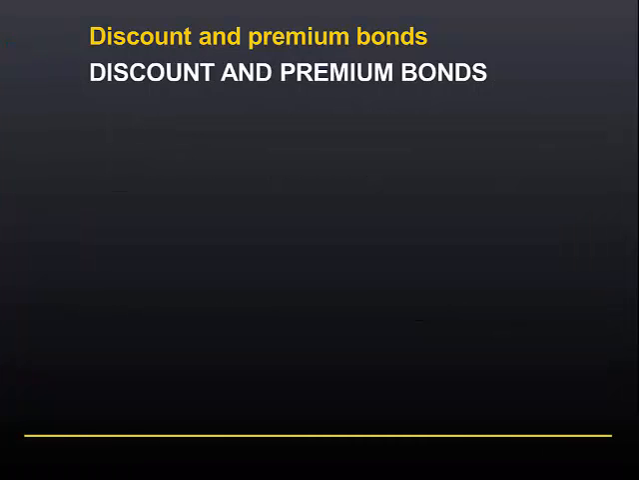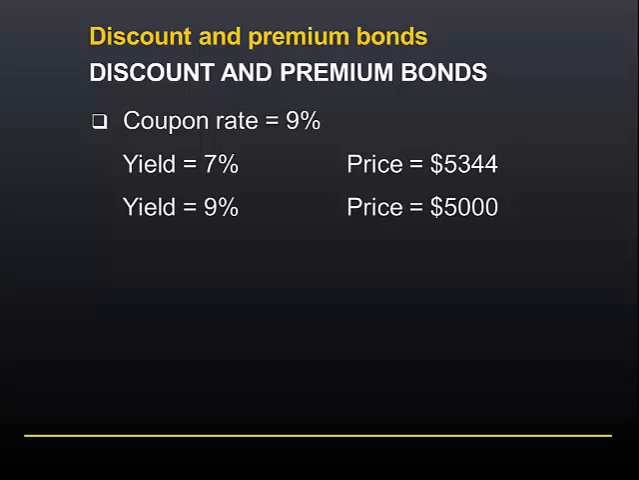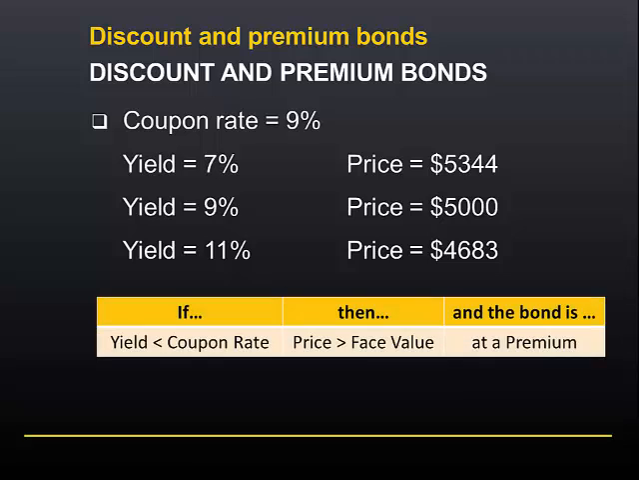We've learned something important about the features of a bond, and that leads us to some additional terminology relating to bonds. Based on the information shown here, we can summarize the relationship between price and yield as follows. If the yield is less than the coupon rate, the price will be greater than the face value, and we say that the bond is trading at a premium.